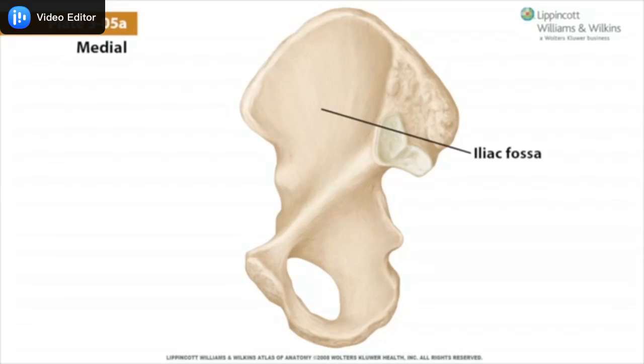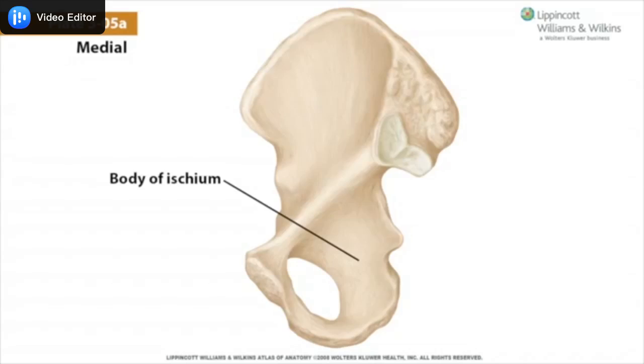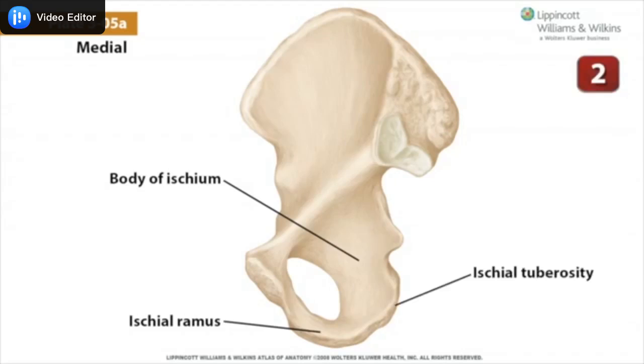Posterior to the iliac fossa is the auricular surface, named for its ear-like shape, which is the articular surface for the sacroiliac joint. The ischium has a body and an arm, or ramus. The ischial spine projects posteriorly from the superior part of the body, while the thick, rough inferior part of the body forms the ischial tuberosity. The ischial tuberosities bear the weight of our bodies when we are in the seated position.